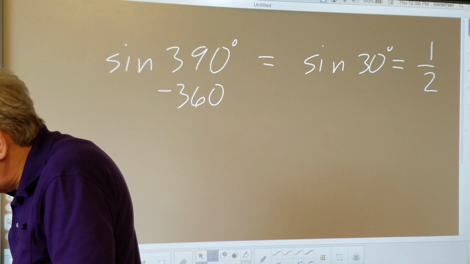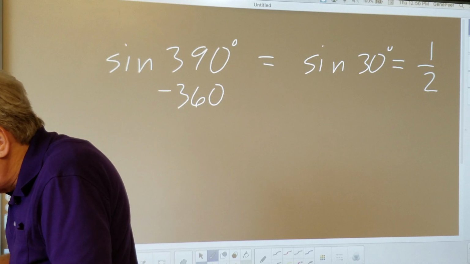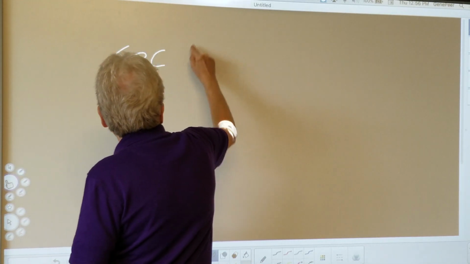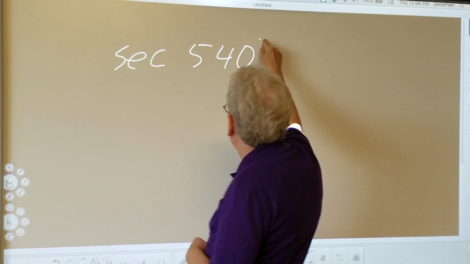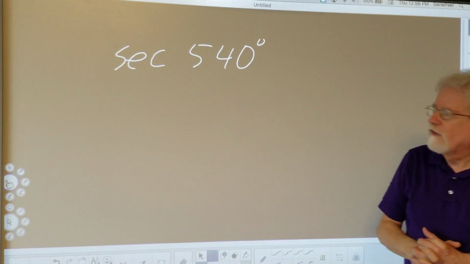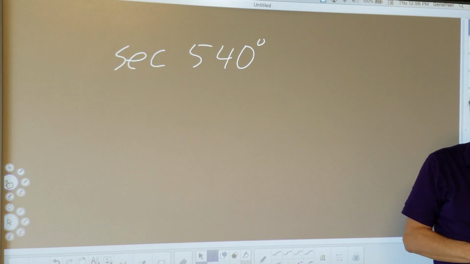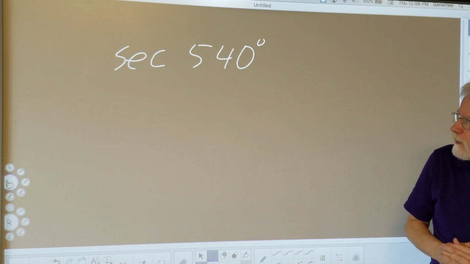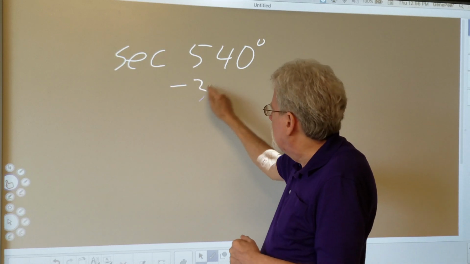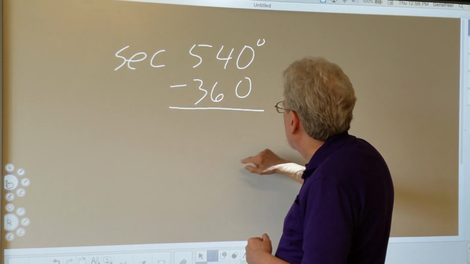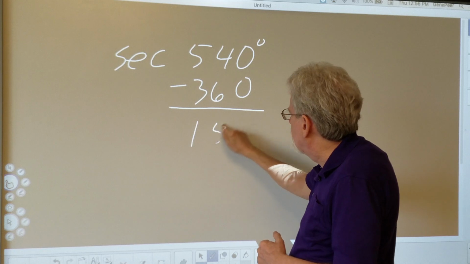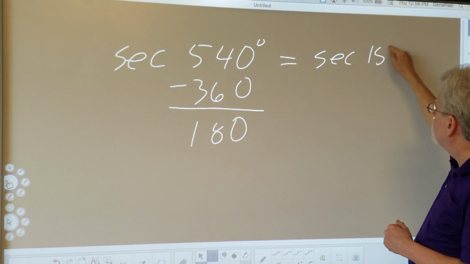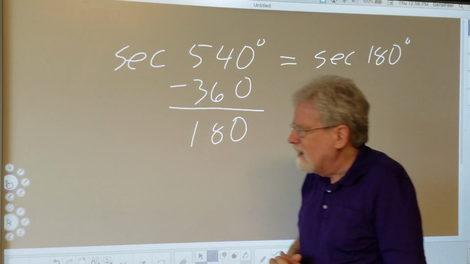Number 16. We want the secant of 540. Again, these are periodic functions. Secant repeats itself every 360 degrees, so I'm going to take out all multiples of 360. I can take out one 360 from this, and if I do that, I'm left with 180. So this boils down to the secant of 180 degrees.